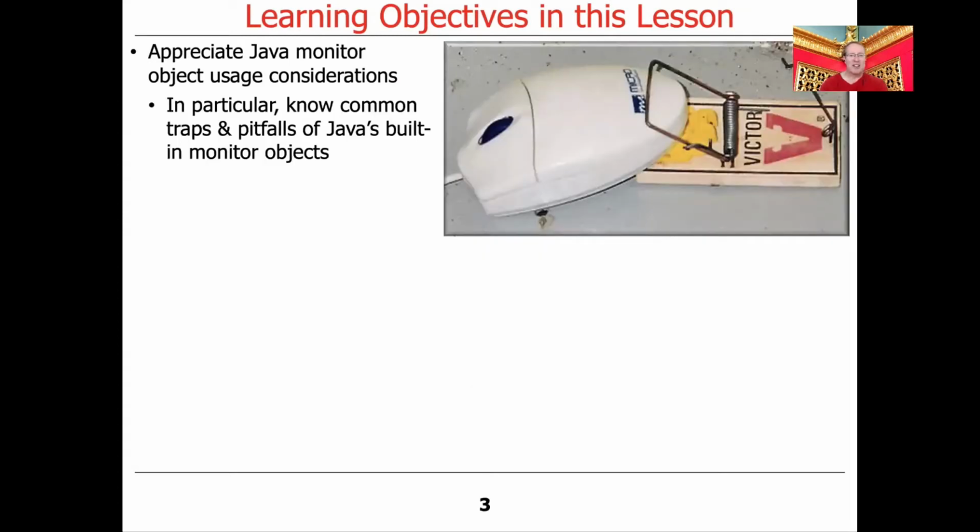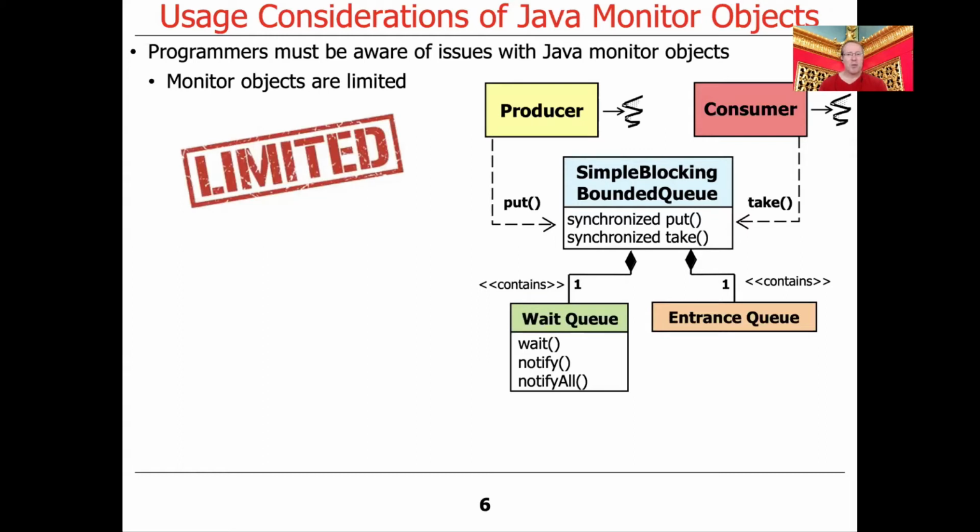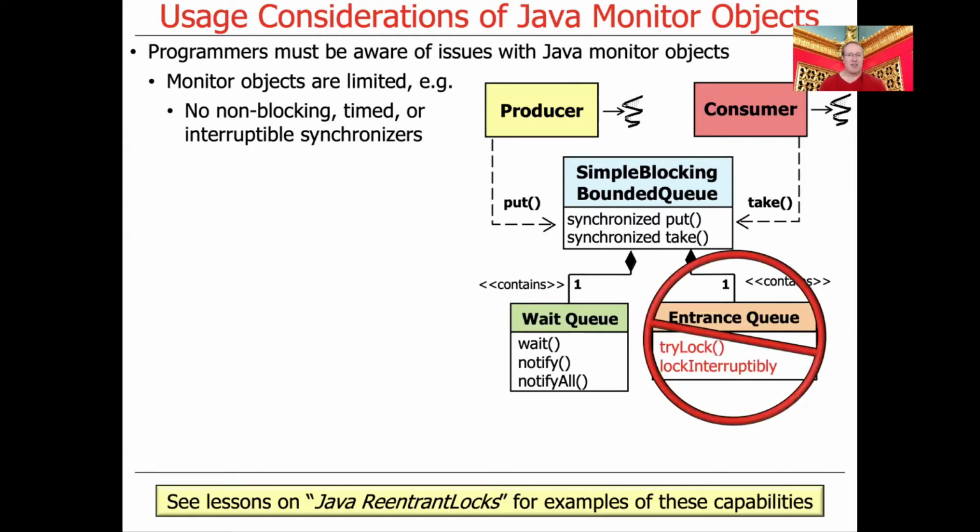The most important thing to note from this discussion is the fact that these built-in monitor objects have a bunch of traps and pitfalls that you have to be very wary of. So here are some of the traps and pitfalls that can befuddle you if you use monitor objects that come out of the box with Java objects. First and foremost, Java monitor objects are limited. Here are some of the reasons why they're limited.